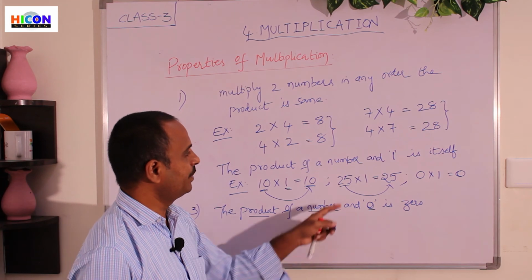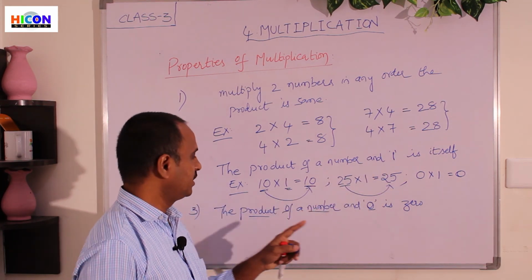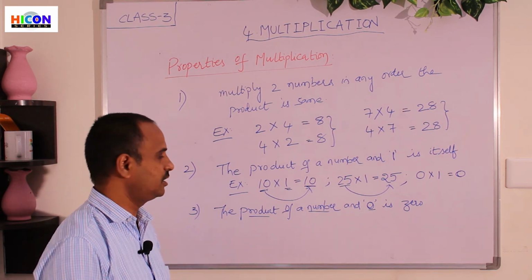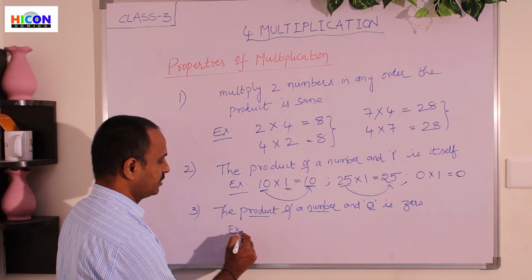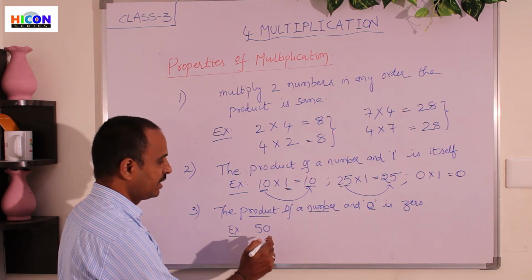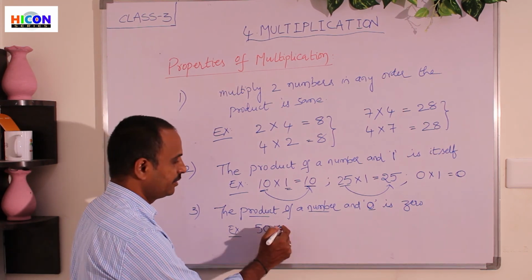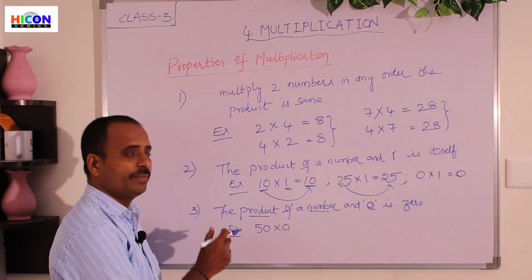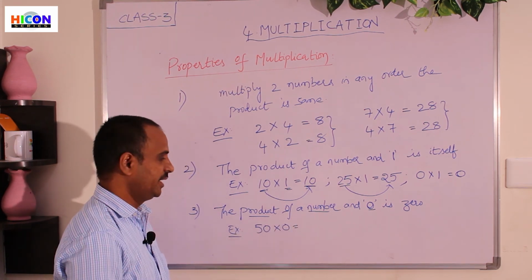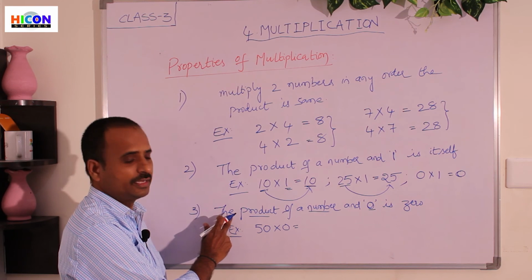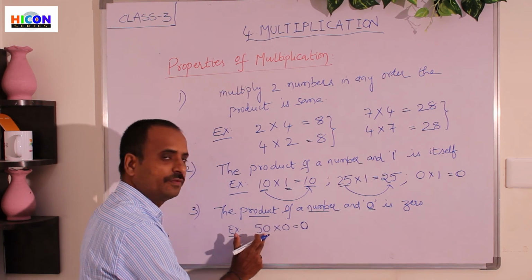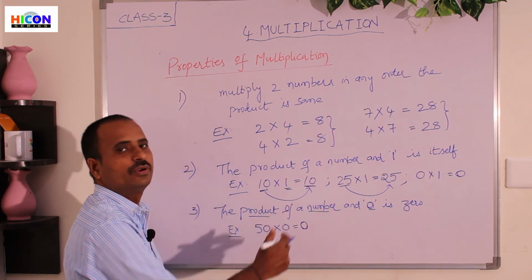If you multiply any number with 1, you will get the same number. But the third property is, if you multiply any number with 0, you will get 0 as the product. Let us see some examples. For example, I will take 50. So the number is 50. I will multiply this number 50 with 0. So how much answer will you get? So what is the product? According to this property, if you multiply any number with 0, the answer is 0. That means 50 into 0 is equal to 0.